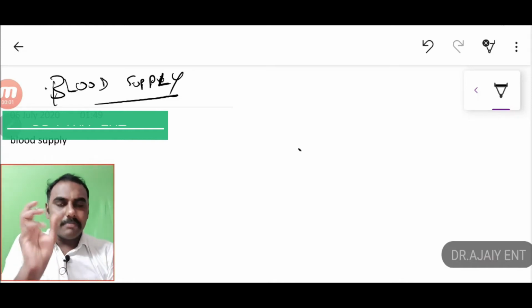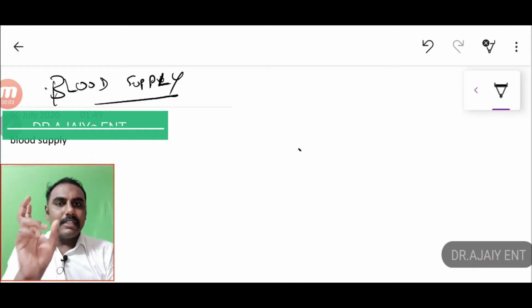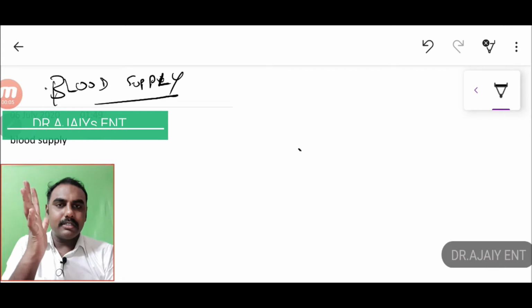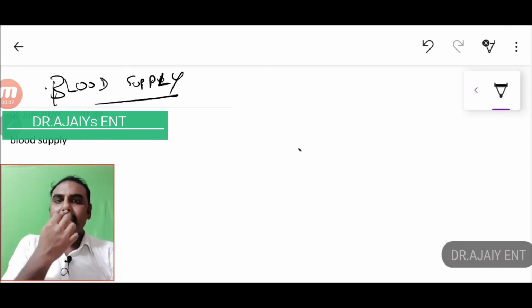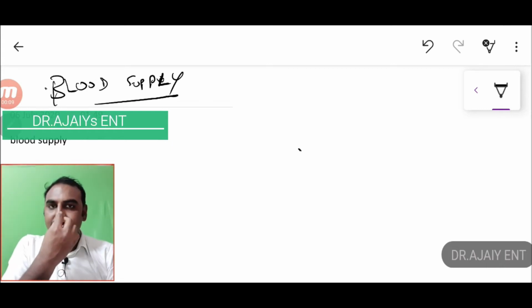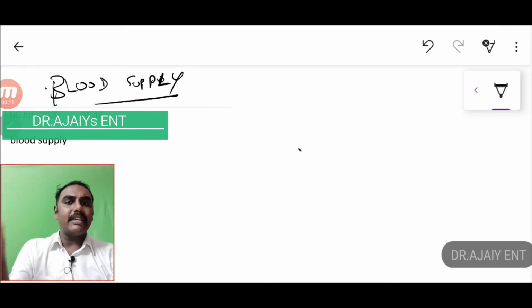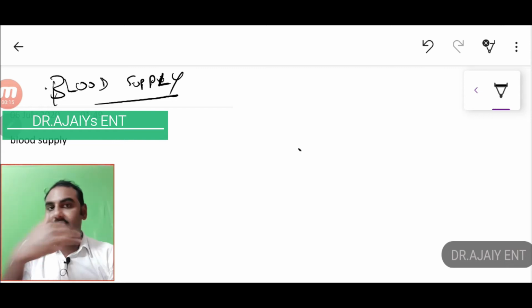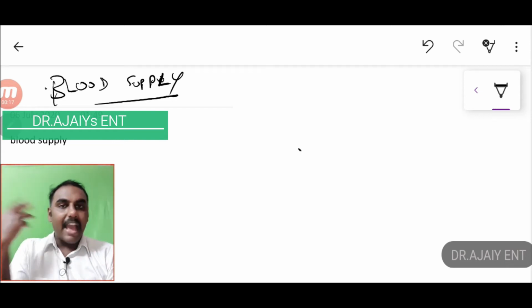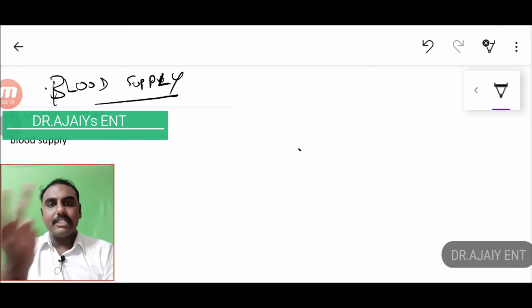Discussion on a short topic but a very, very important topic, the blood supply of our nose. Maybe they will ask what is the blood supply of the nasal septum, or they will ask to put a proper diagram and write in detail about the blood supply of the lateral wall of the nose, or they may ask about the little area of the nose, which is a definite 2 mark for you.